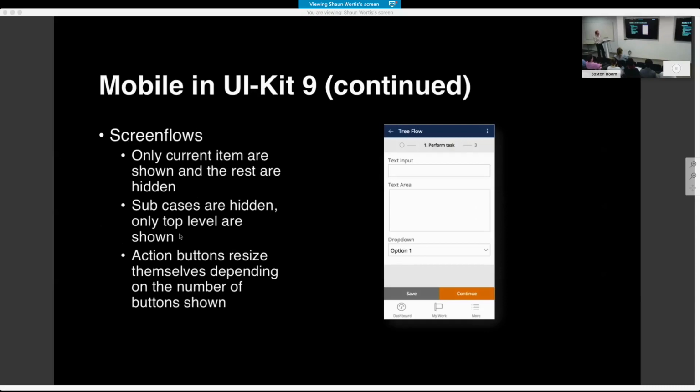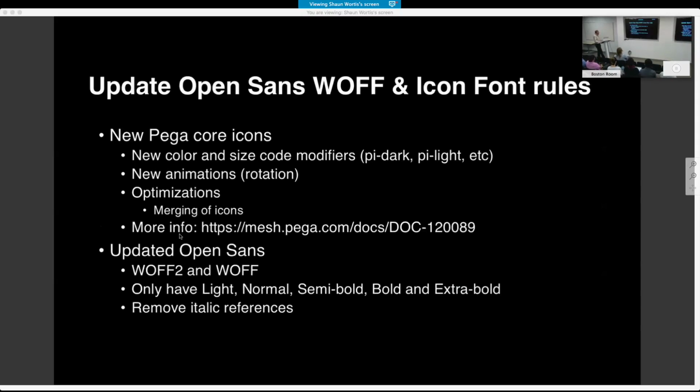And then there's also some screen flow enhancements, especially on the breadcrumbs that are much more readable on a mobile phone, where we're trying to focus on the most important pieces of information on screen. So for the Pega apps that need to have a mobile app, there's much more detail in the mesh document. There were also some changes to the Pega core icon font with some new icons, some new color and size code modifiers. So definitely recommend to look at the mesh document for all the updates on the icon fonts.